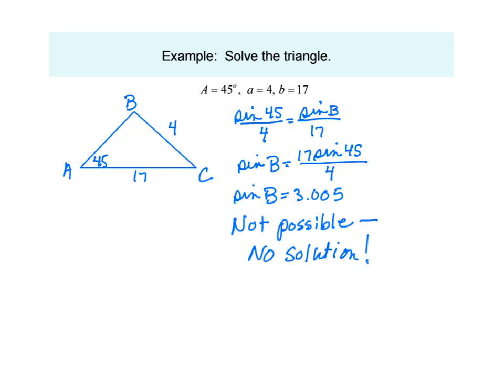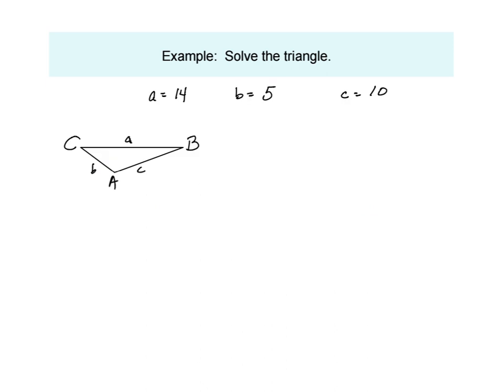Now, there's one more case that I want you to see. I have a triangle with three sides given, and I can see that if I sum 5 and 10, that is more than 14, so I should have exactly one solution. Yesterday I told you it was really important to solve for the largest angle first using law of cosines. So we are going to do that. I'd like to solve for the largest angle, which would be A. It's across from side A, which happens to be 14. So A is 14, B is 5, C is 10.